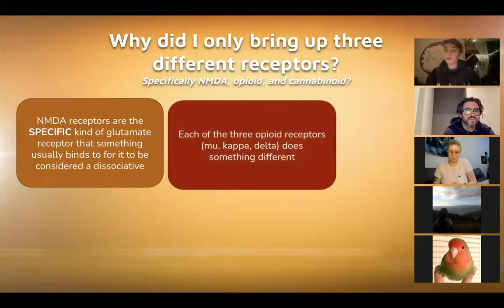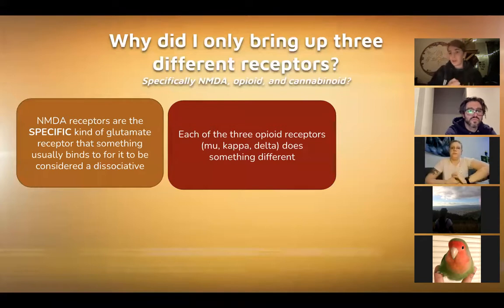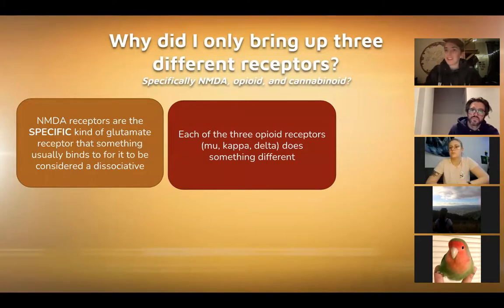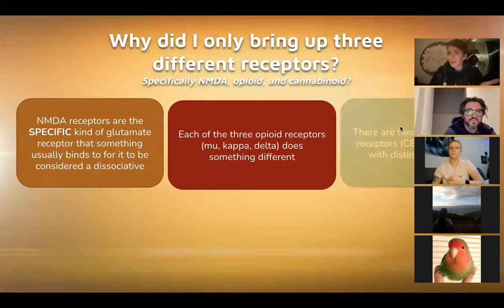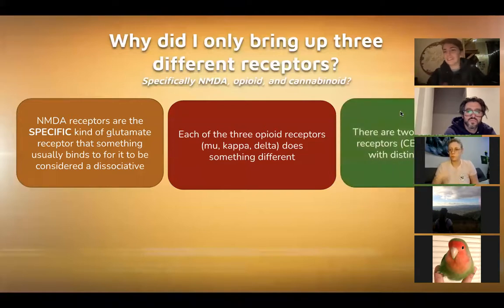In terms of opioid receptors, each of these 3 receptors has very, very different effects. So for instance, a psychedelic like salvia primarily exerts its psychedelic effects on the kappa opioid receptor. If it were primarily acting on the mu opioid receptor, it'd be different. And that's crazy, it's good to know about. And then there are 2 distinct cannabinoid receptors. We didn't even talk about that. Not really that relevant.